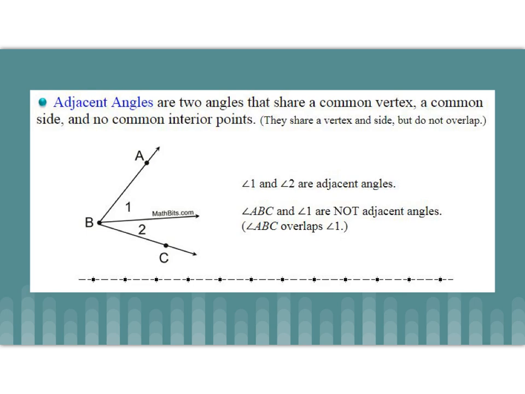The first type of angle pair that we're going to talk about are adjacent angles. Adjacent angles are two angles that share a common vertex, a common side, and no common interior points. We see that angles 1 and 2 are adjacent. They have this common vertex of B as well as share this side here. That's what makes them adjacent angles.